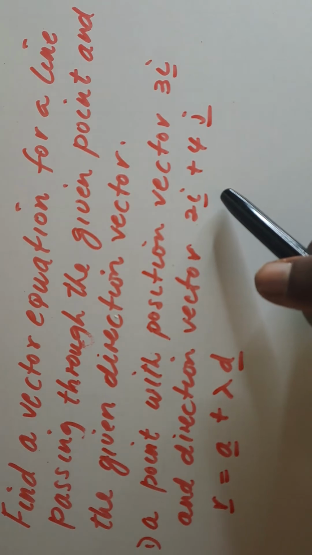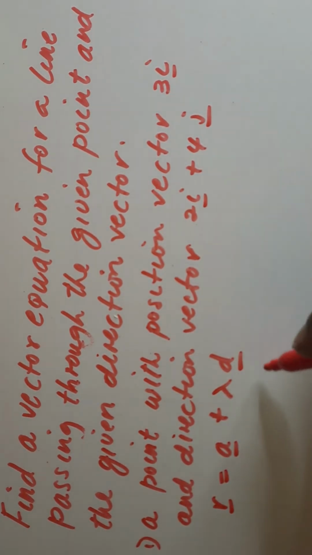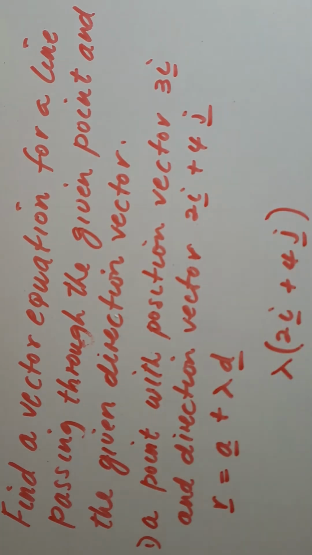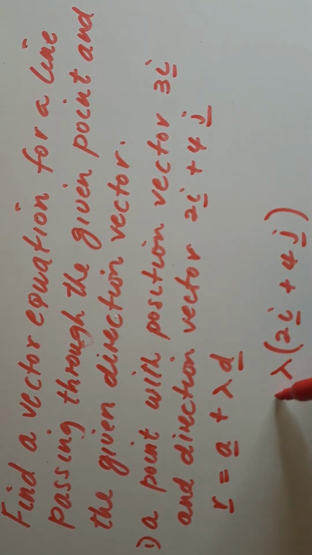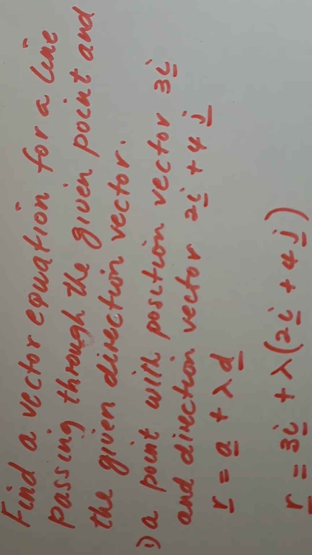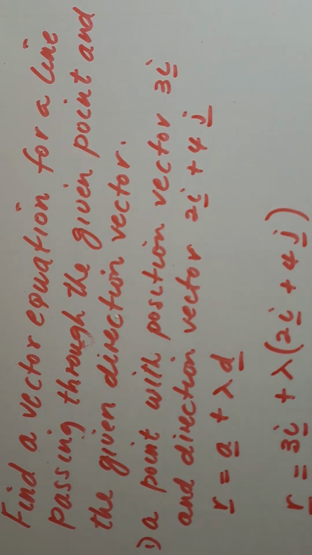A is the position vector and D is the direction vector. They already told us our direction vector, so immediately we can write that it's lambda times 2i add 4j, and our position vector is simply 3i. So our vector equation is 3i add lambda into 2i add 4j. Let me just make sure this is on the screen properly.